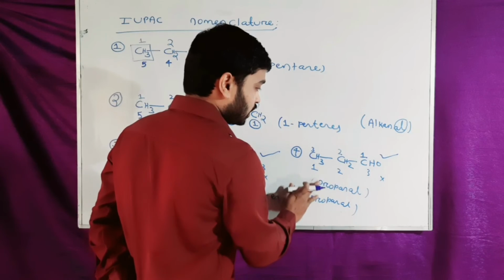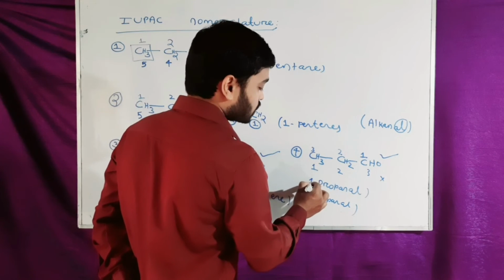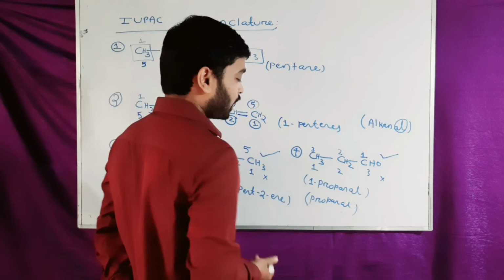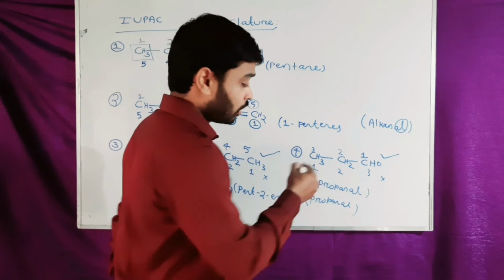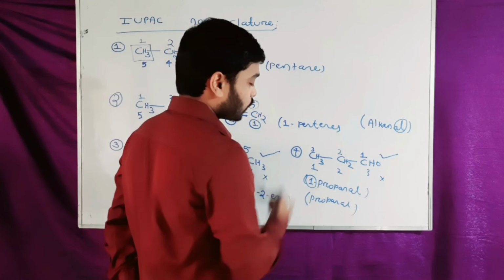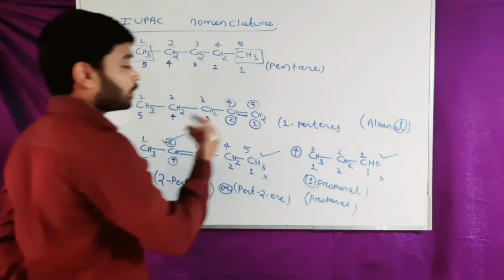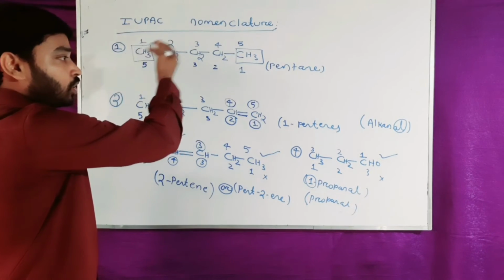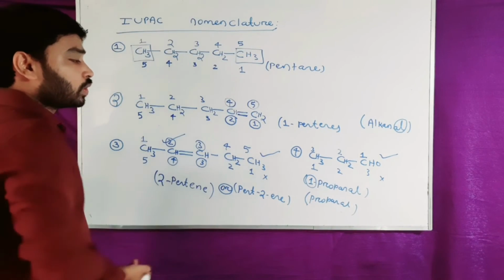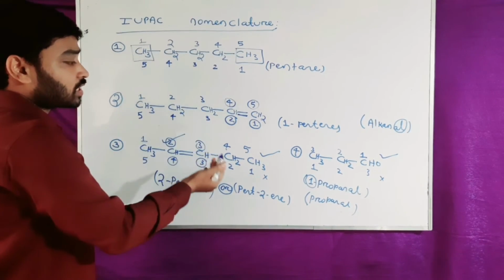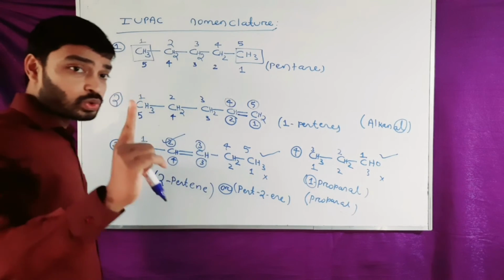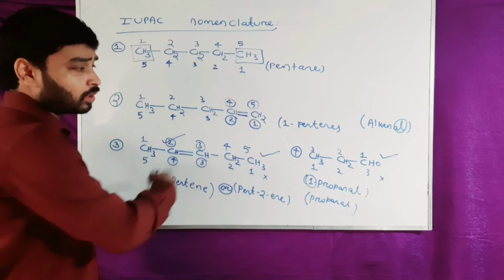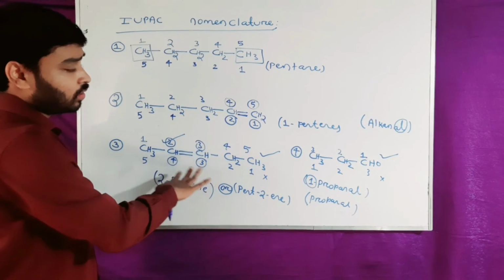Or you can also write the position, locant 1, so the name will be 1-propanal, but there is no need for the position 1. In this way, we have used the longest continuous carbon chain rule. That is the first rule we are using. Also, we have used the priority rule, giving the functional group priority.